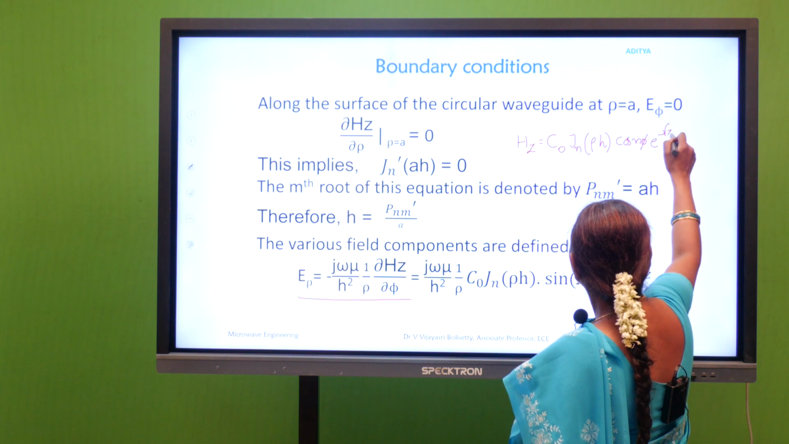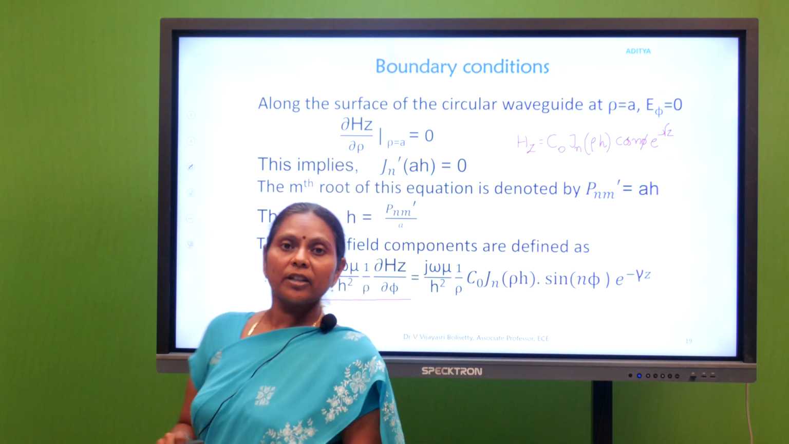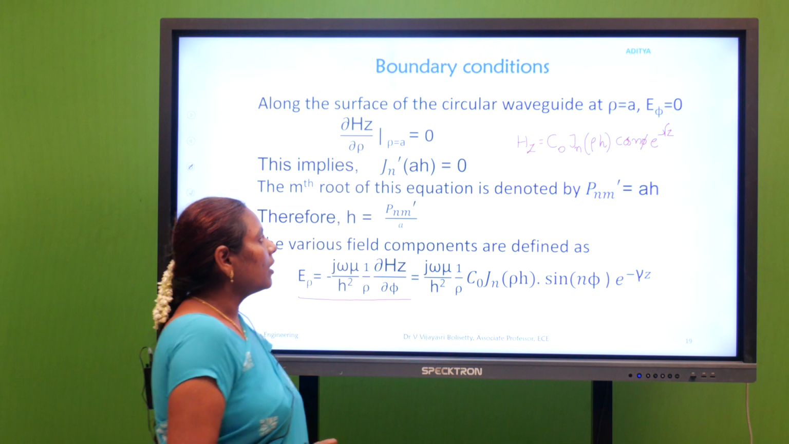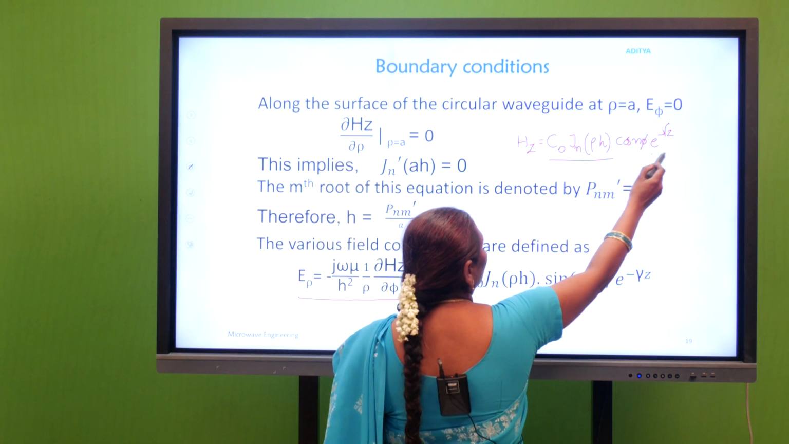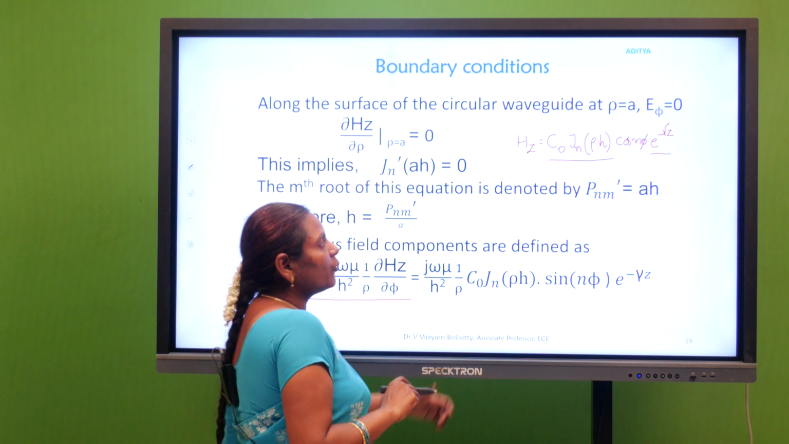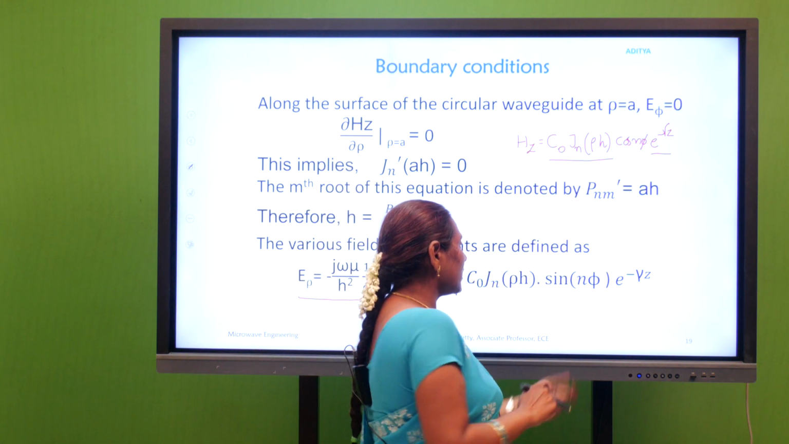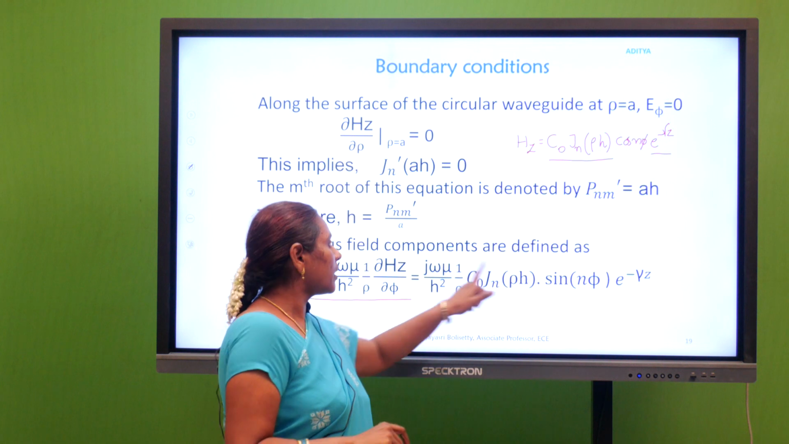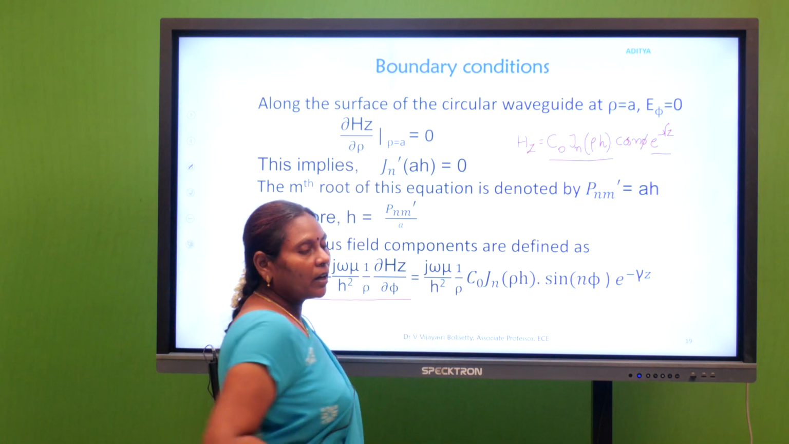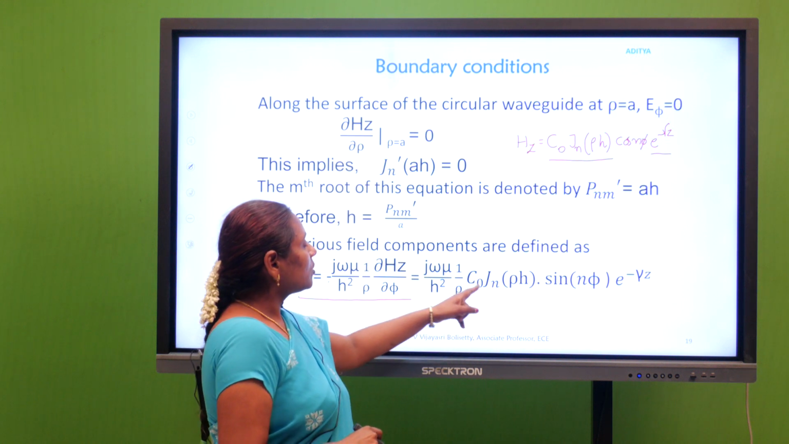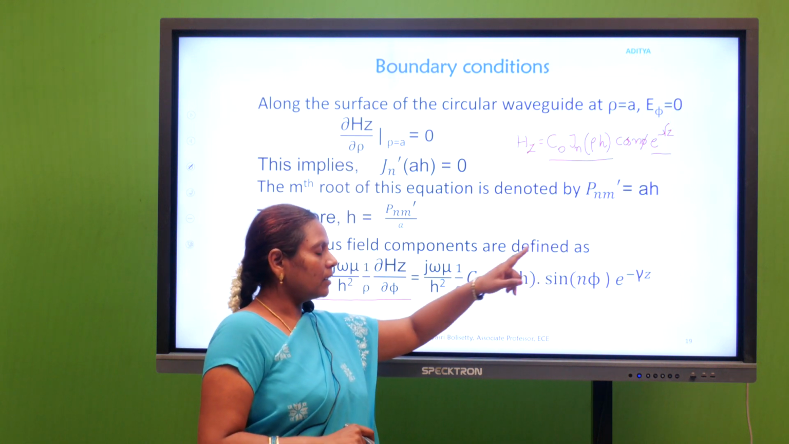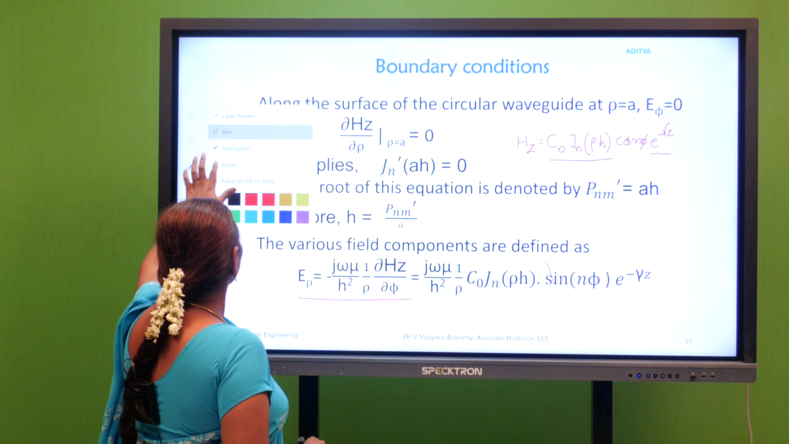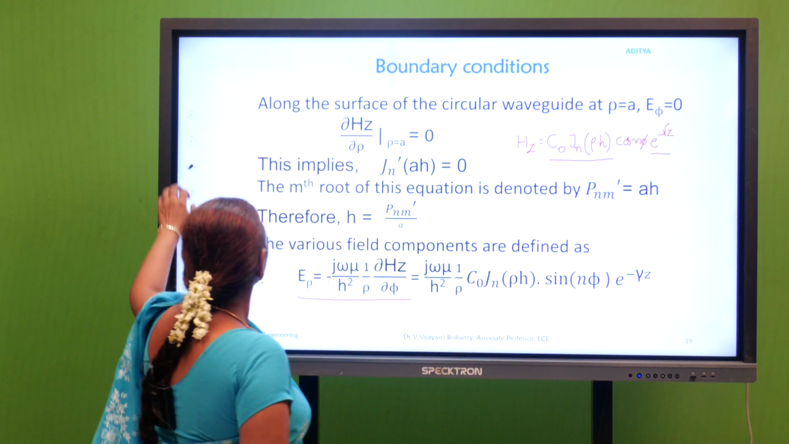power minus gamma z. So we want the differentiation of this Hz with respect to phi. As we are going to differentiate with respect to phi, all the rho terms will remain constant, and simply the differentiation of cos will become minus sine. So here is a minus and this minus becomes plus. So we get E rho equal to j omega mu by h square times 1 by rho times C naught Jn of rho h times sin n phi e power minus gamma z.